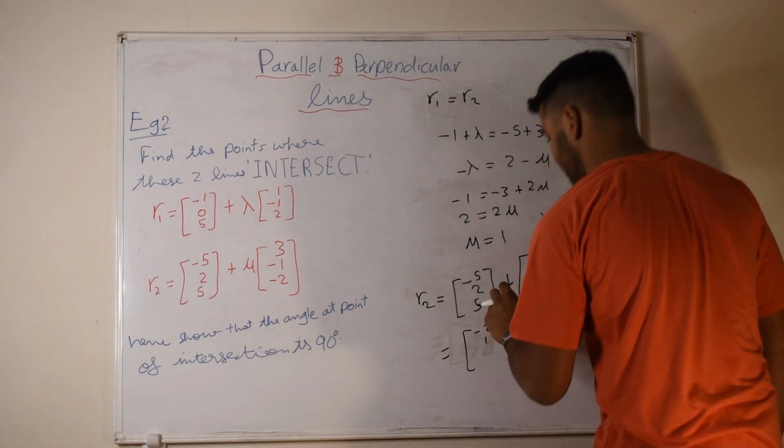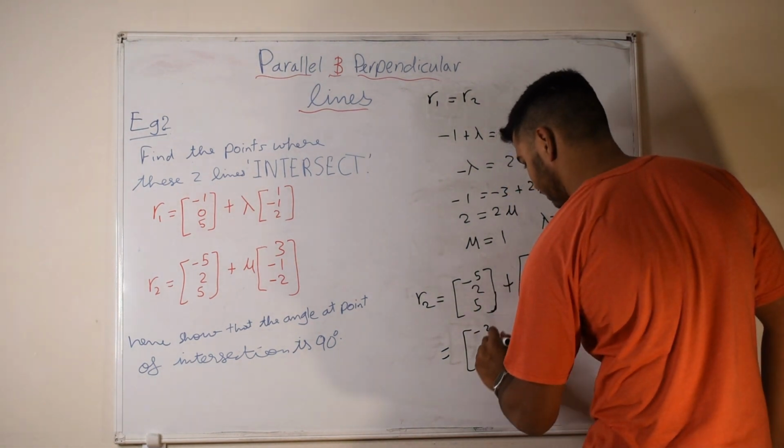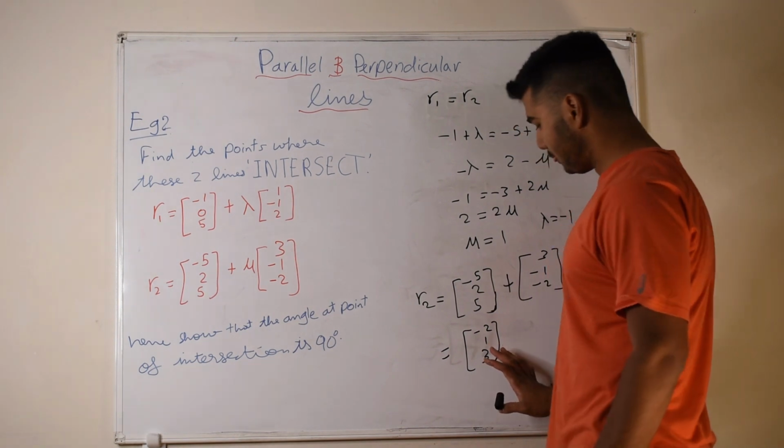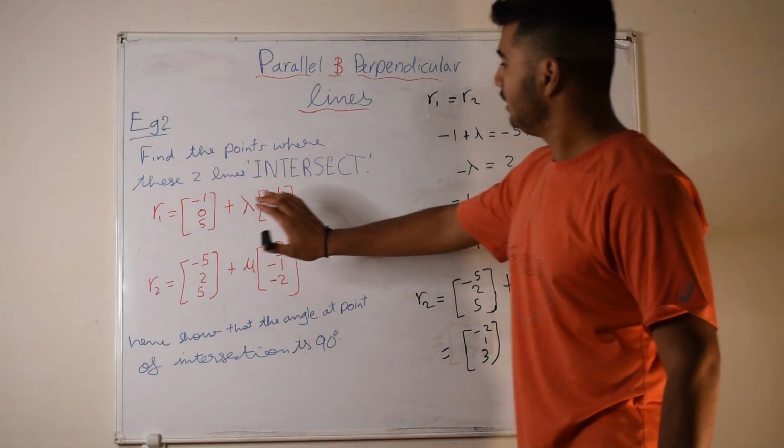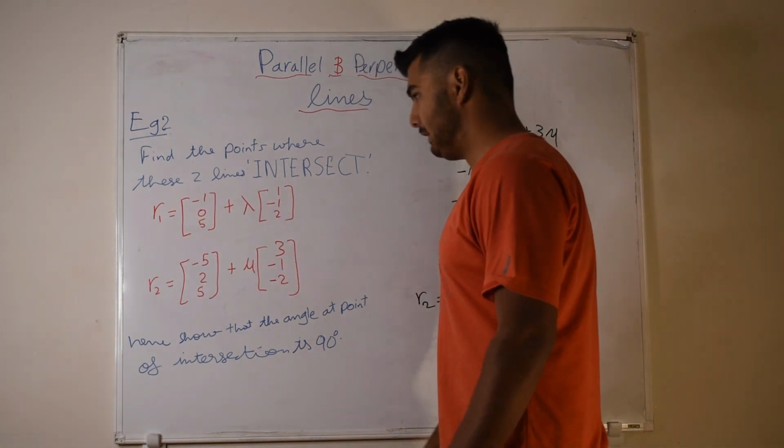Next step, negative 5 plus 3 is negative 2. 2 minus 1 is 1. 5 minus 2 is 3. So this point is where these two lines meet.